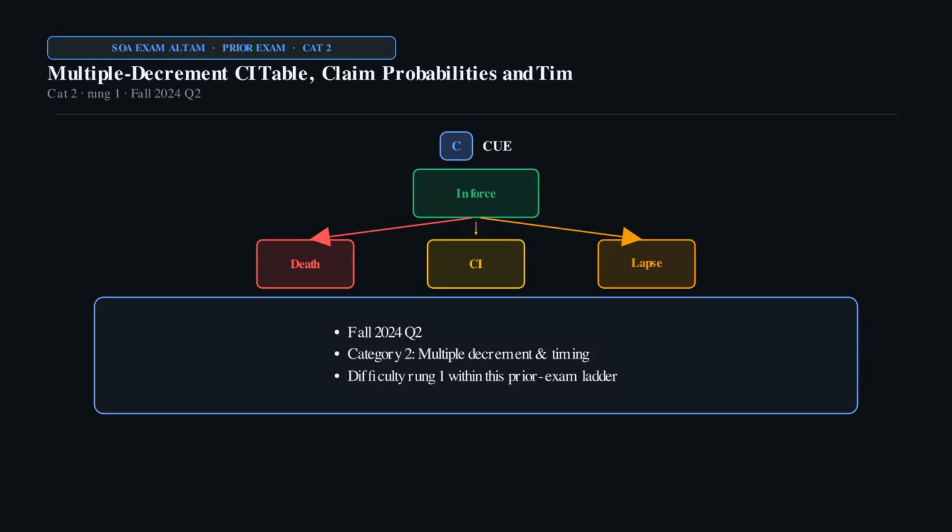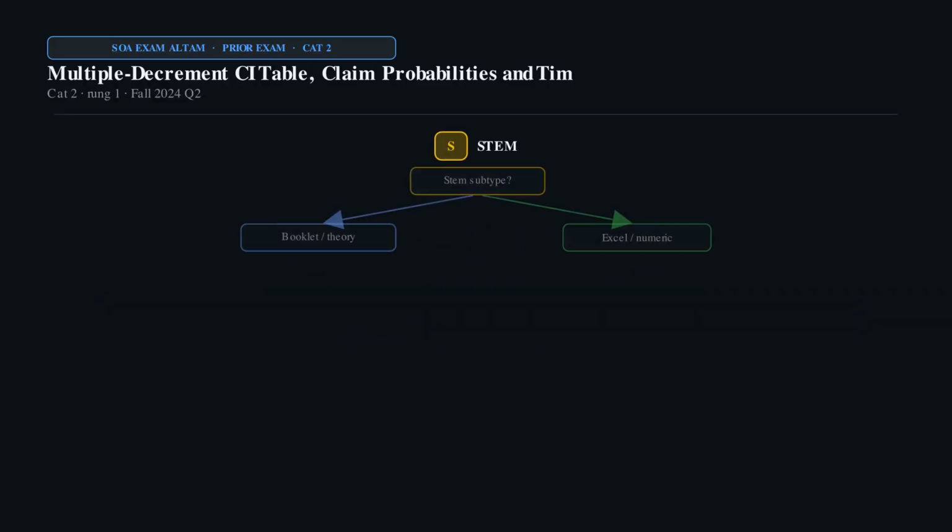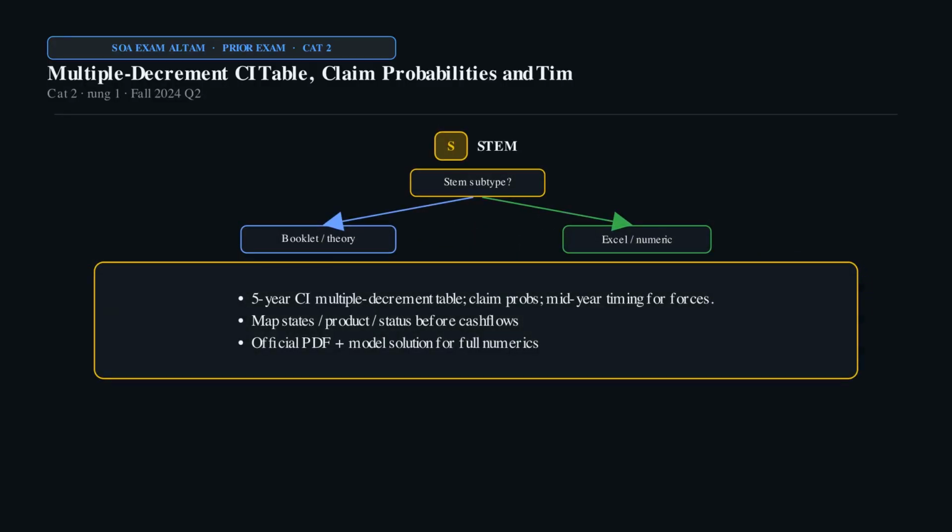Fall 2024 Question 2. This sits in Category 2, Multiple Decrement and Timing, difficulty rung 1 on the prior exam ladder. Recognition cue: competing decrements with a timing assumption trap. STEM focus: 5-year CI multiple decrement table, claim probabilities, mid-year timing for forces. Own the recognition cue and map before grinding algebra.